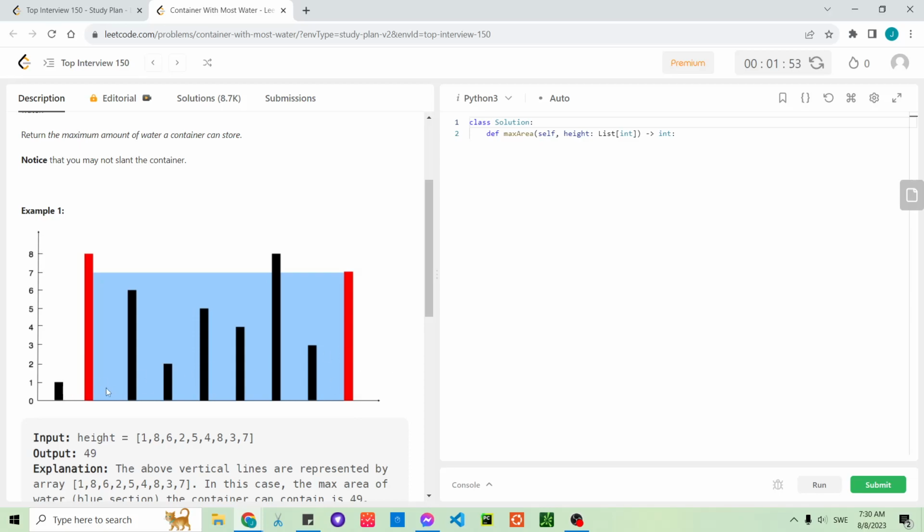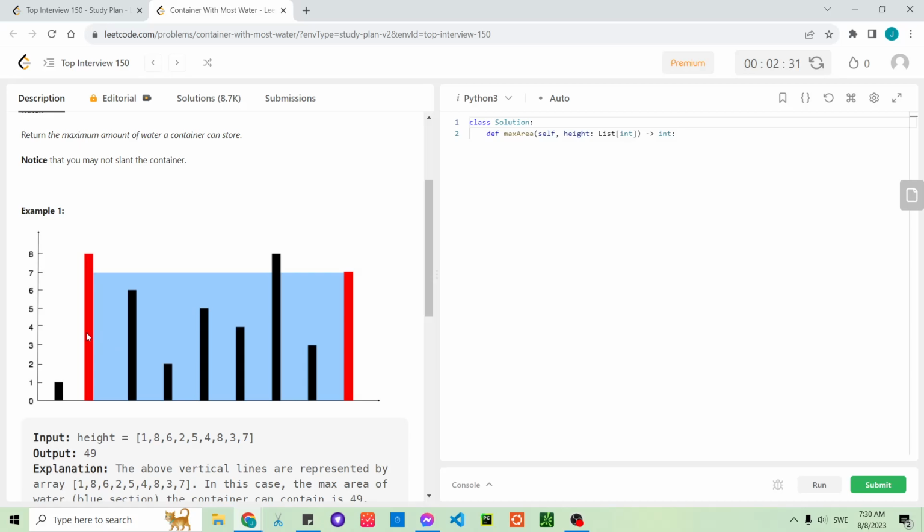Okay, so when we are at 1 and 7, the maximum amount of water that it can hold is only at the height of 1, and then we have 8. So that will be index 0 and index 8. So that will be 1 times 8. So that's the amount of water we can have when we are there. Now we want to move the pointers. Now which one do we move?